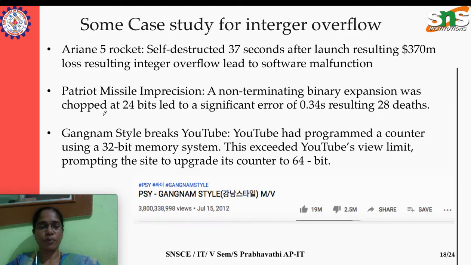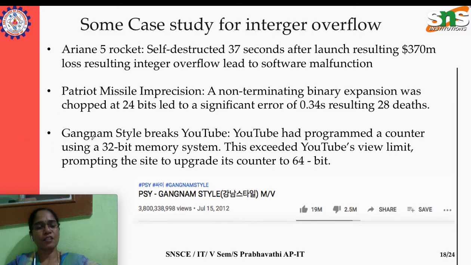So chopping off bits also plays a major role when the calculation is large. When the calculation is larger in size, the chopping off plays a major role. That led to a big disaster in this Patriot missile case.